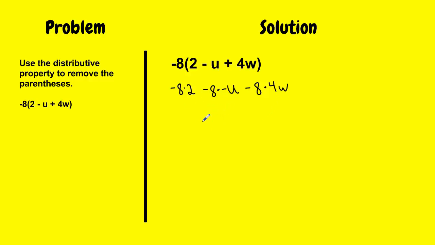And now in the next step, I'm just going to simplify. So negative times a positive, I get negative 16. A negative times a negative, I get positive 8u. And then a negative times a positive, I get a negative 32w. And we apply the distributive property. We don't have any parentheses anymore. And that would be my final answer. And the reason being is because none of these are like terms, so I cannot combine anything and I cannot do anything else. So my new answer is an expression still.